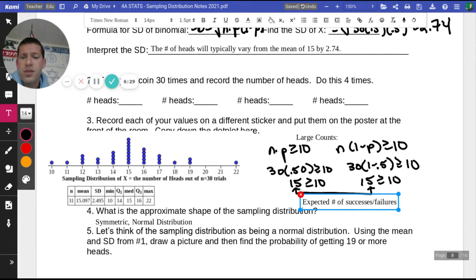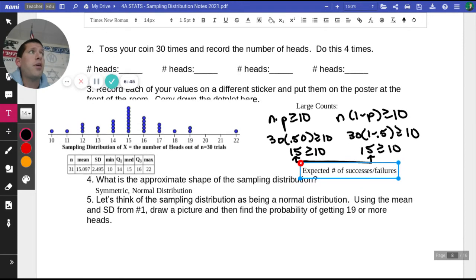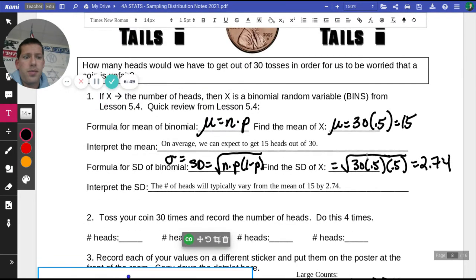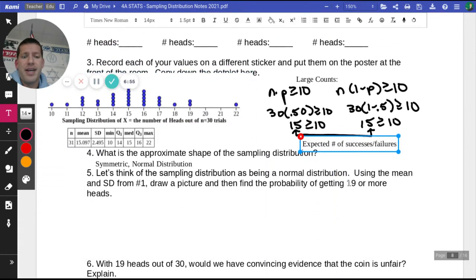So let's think of this sampling distribution as a normal distribution, which we just checked a couple different ways. Graphically, it looks normal. And then when we did our large counts, that is normal as well, since both of those are greater than or equal to 10. So we're going to use the mean and standard deviation from number 1, which we have up here, 15 and 2.74. And we're going to draw a picture and find the probability of getting 19 or more heads.